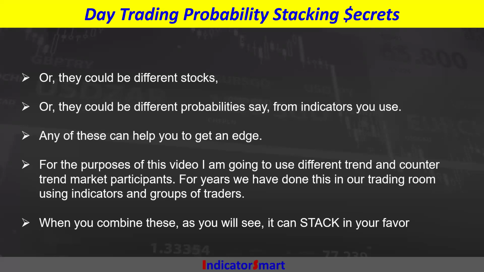You can use any of these that I've discussed here to help you get an edge, or you could use more than one to get an edge. In general, we use the different groups of traders, and we use probabilities from our indicators and probabilities from our market maps, and put that all together into a cohesive, comprehensive idea of what the market is trying to do, and what's the most likely direction for the expansion. But for the purpose of this video, I'm just going to use different trend and counter trend market participants to keep it simple. We're not going to go down any big rabbit hole here.